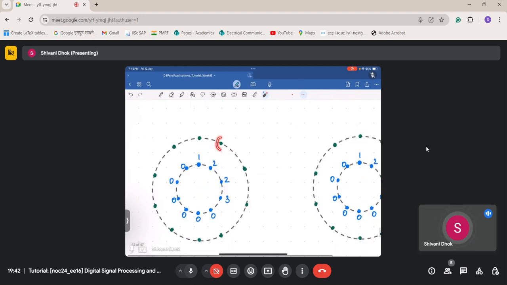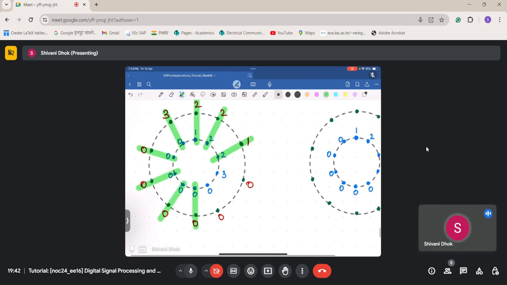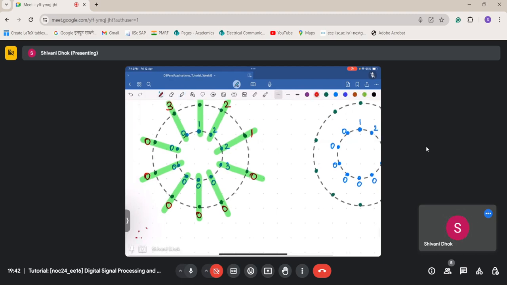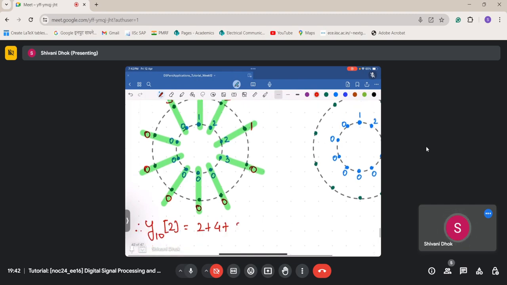Now I'll again shift it by 1 point here, so now my 1 will start from here, so I'll have a 1 here, then 2 2 3 0 0 0 0 0 0. So I'll have 2 into 1, 2 into 2, 2 into 1, then plus 0 0 0 0 0 0 and 0. So therefore y10 of 2 is equal to 2 into 1 plus 2 into 2, 4, plus 2 into 1, 2, so therefore this comes out to be equal to 8.